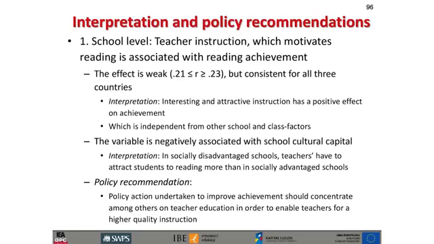The variable is negatively associated with school cultural capital, and the interpretation could be that in socially disadvantaged schools, teachers have to attract students to reading more than in socially advantaged schools. And the policy recommendation would be that policy undertaken to improve achievement should concentrate, among others, on teachers' education in order to enable teachers to deliver higher quality instruction. So those recommendations are really on a system level, right?